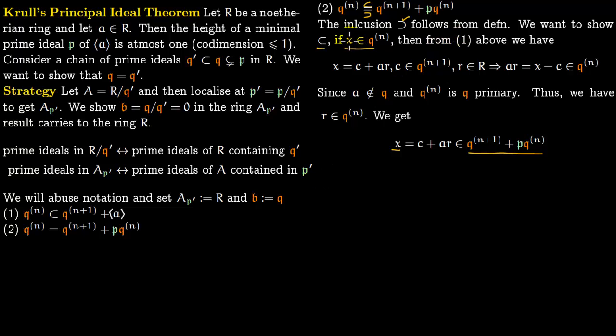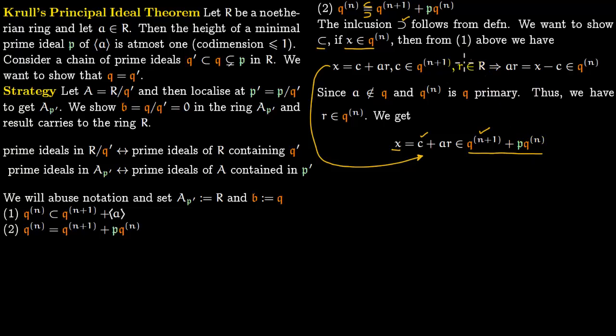From 1 above, if x is of this form, then you can write it as c plus ar, where c is in the (n+1)th symbolic power of q and r is in R. So we want to go from here to here. c we have already taken here. So what we have to show is that this ar is in p times q to the symbolic power of n.